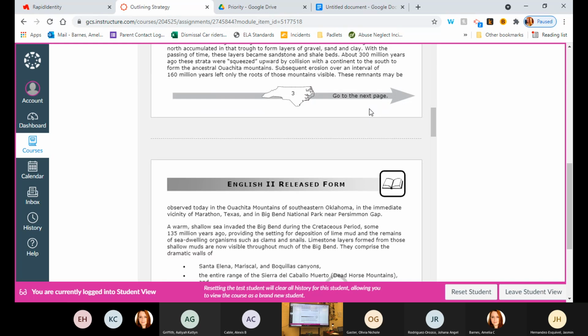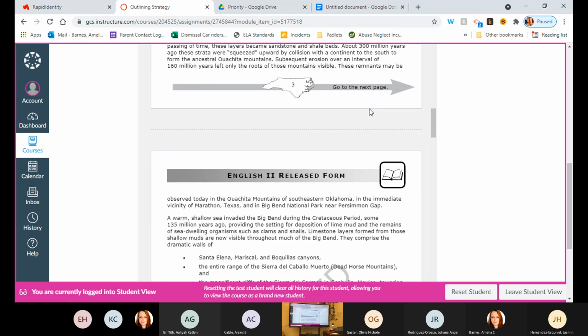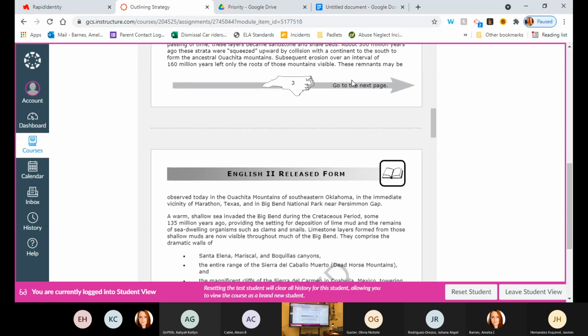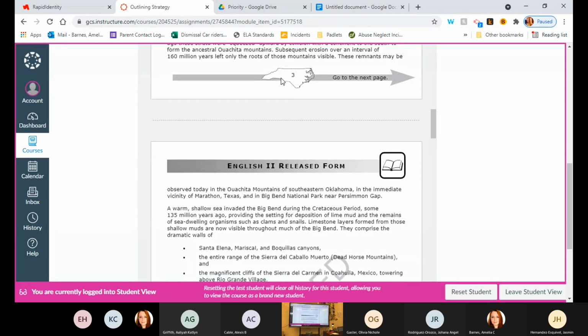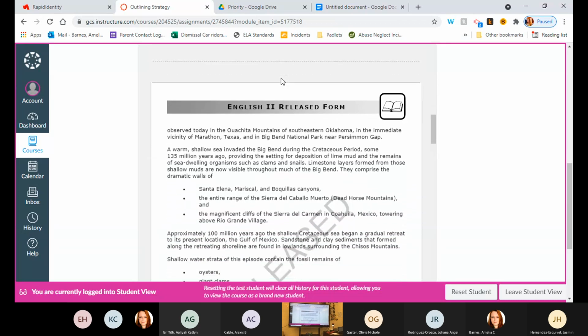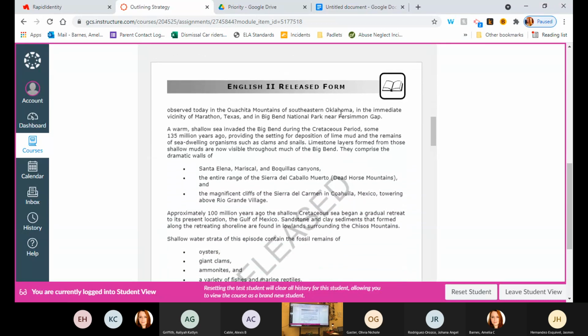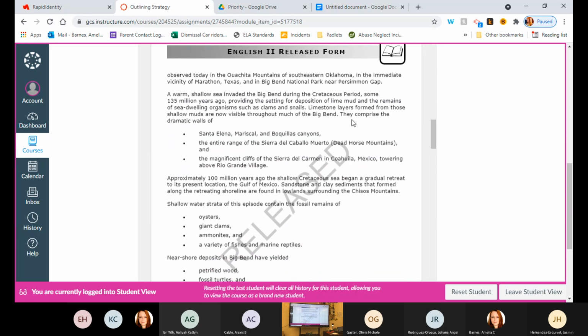About 300 million years ago, these strata were squeezed upward by collision with a continent to the south to form the ancestral Wahita Mountains. Subsequent erosion over an interval of 160 million years left only the roots of those mountains visible. These remnants may be observed today in the Wahita Mountains of southeastern Oklahoma, in the immediate vicinity of Marathon, Texas, and in the Big Bend National Park near Persimmon Gap.